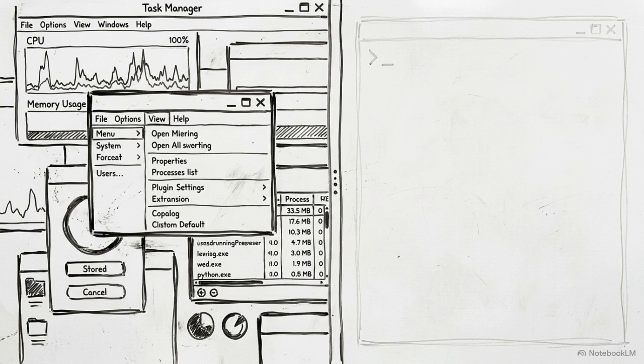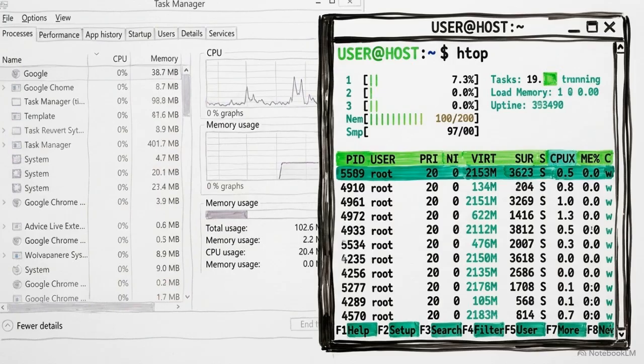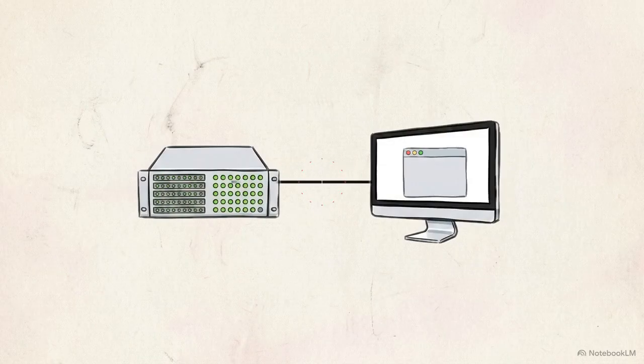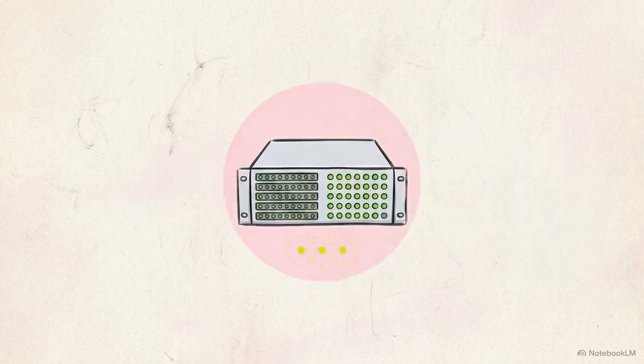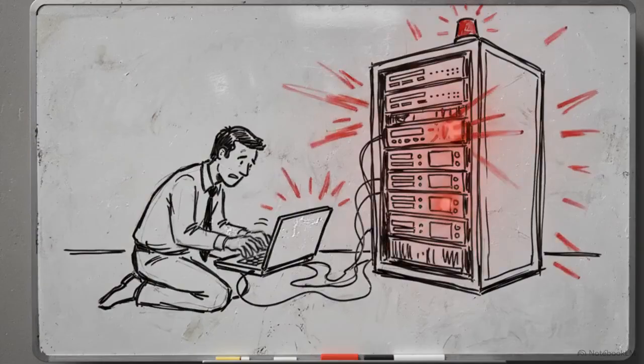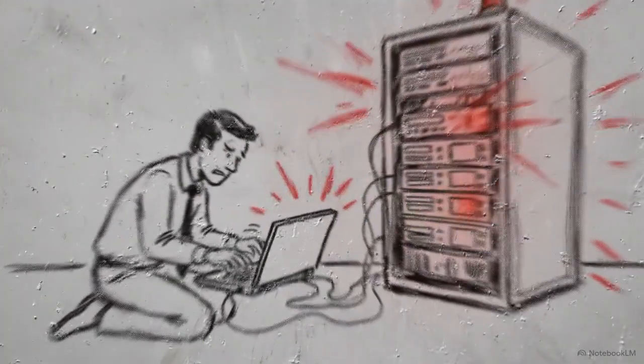On the left of this screen is the graphical interface you use every day to manage a personal computer. On the right is the stark, text-only terminal required to manage a production server. Production servers do not waste resources running graphical user interfaces. When a server environment suddenly slows down or crashes, administrators must diagnose the issue entirely through this command line.